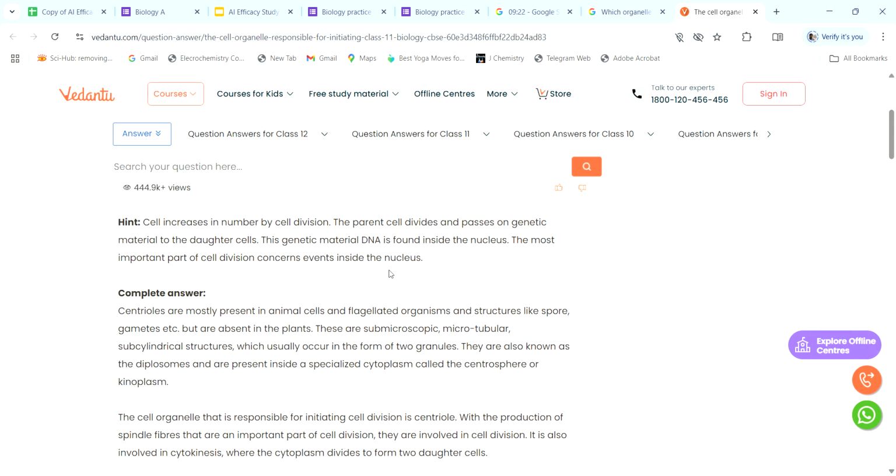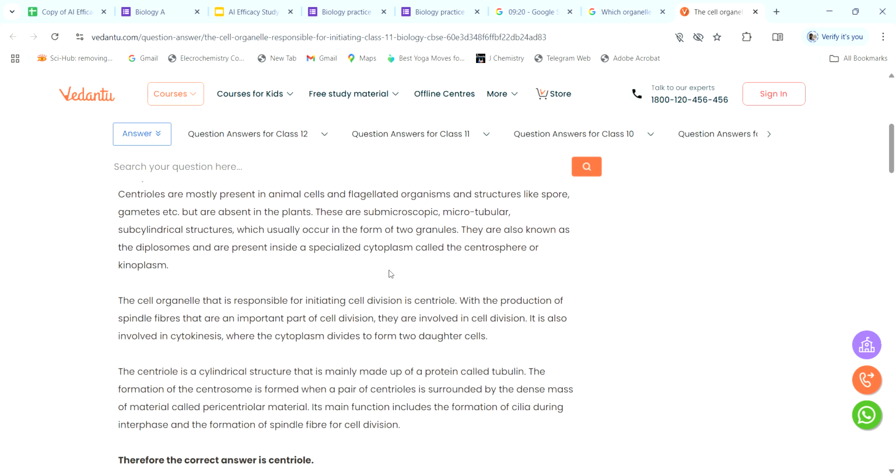Centrioles are mostly present in animal cells and flagellated organisms and structures like spores, gametes, etc., but are absent in plants. These are submicroscopic, microtubular, subcylindrical structures which usually occur in the form of two granules. They are also known as diplosomes and are present inside a specialized cytoplasm called the centrosphere or kinoplasm.